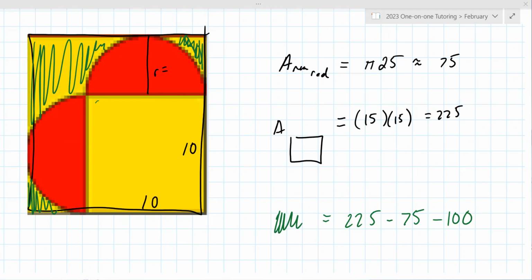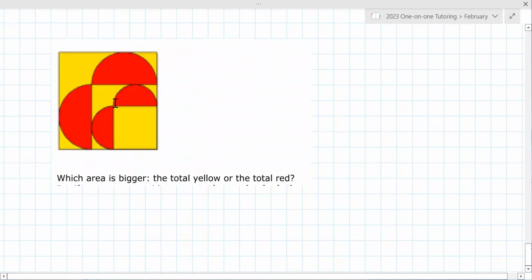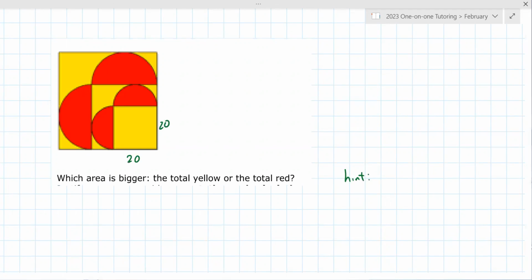All right, so here's the final question. Your hint is to choose a length here like 20 and 20 to start out. I think 20 worked. But we do have to stop here.